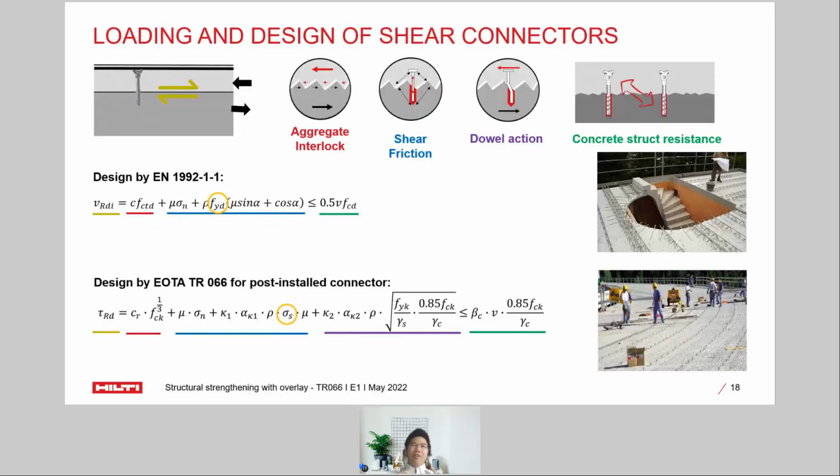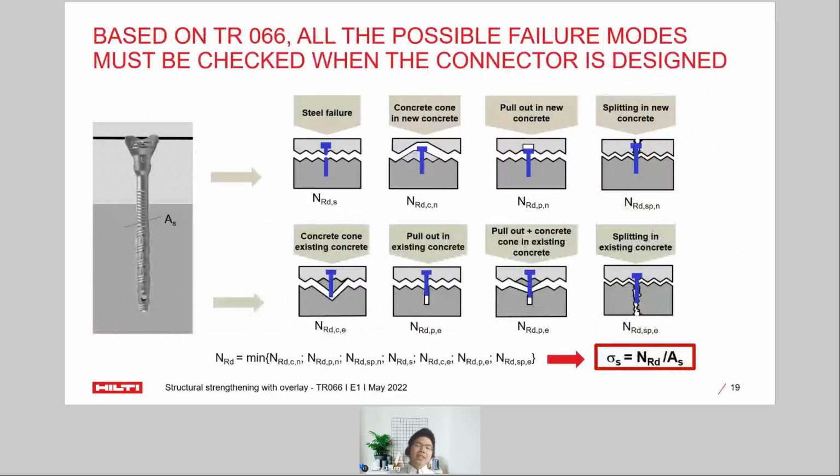which is, for example, here in the TR66 design method, the way we consider the sigma s, which is finding out the tensile resistance of the anchor of that relevant failure mode divided by the cross-sectional area. And here, the NRd, which is the tensile resistance of the connector, we will need to consider many different failure modes. According to TR66, there are 9 failure modes, and here I'm showing you 8 of them.